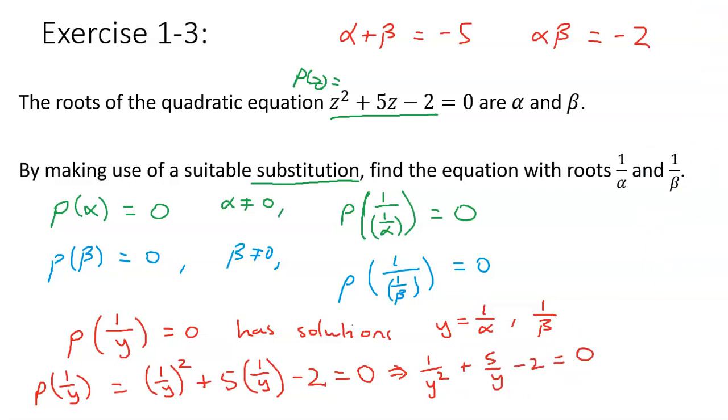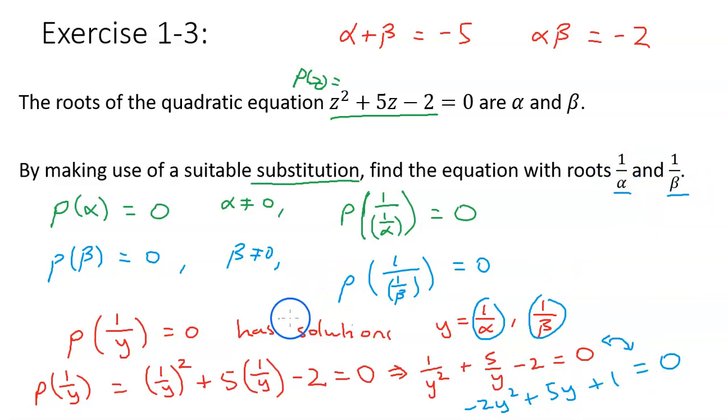And then because both sides are equal to 0, we can of course multiply both sides by y squared. And so we get minus 2y squared plus 5y plus 1 equals 0. And since these two equations are equivalent to one another and they both have solutions y equals 1 divided by alpha, 1 divided by beta, we have found the equation of a polynomial equal to 0 with roots 1 divided by alpha and 1 divided by beta.